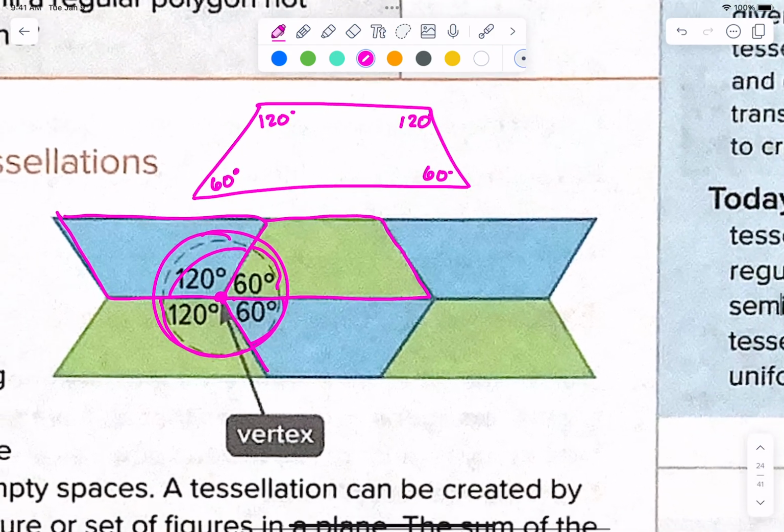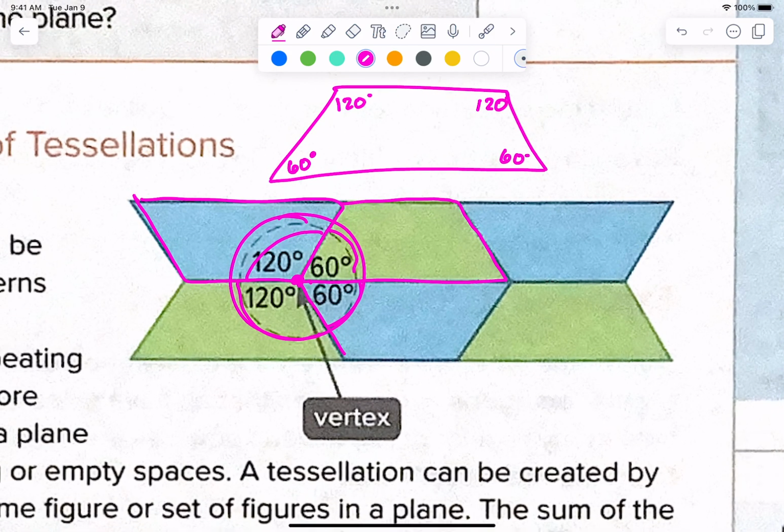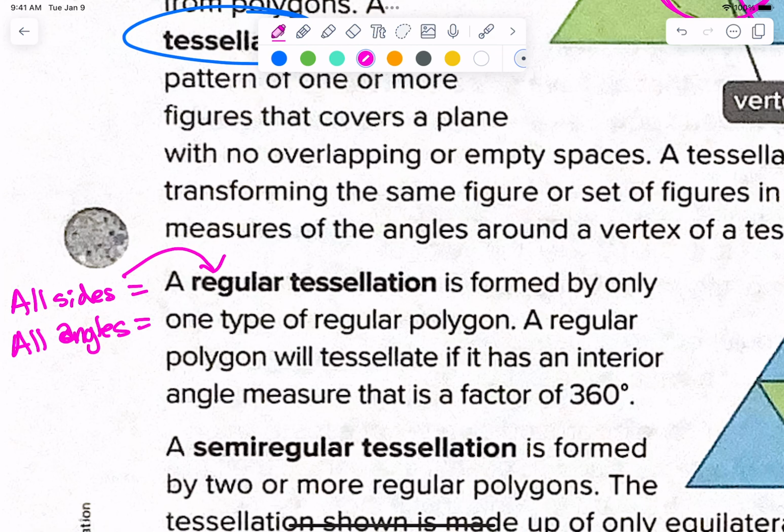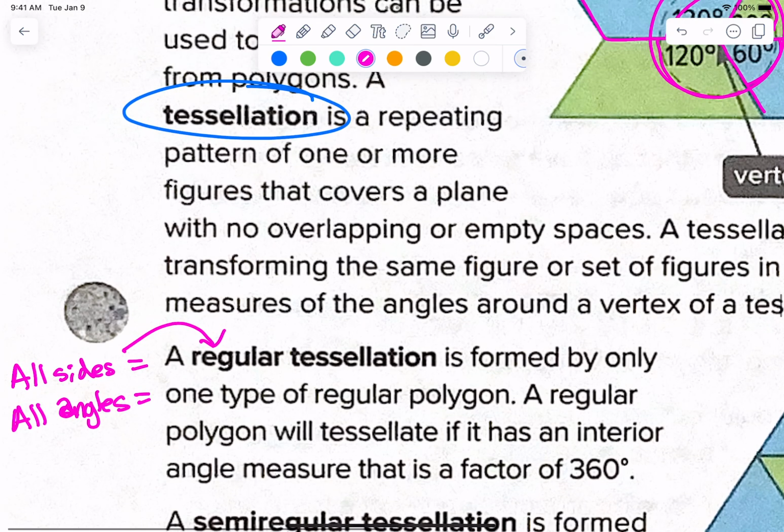All right? Now this is a tessellation, but this is not regular sized objects, okay? So let's go down here and talk about a regular tessellation. Put this off to the side. In order for a figure to be regular, all the sides have to be congruent. So I'm going to say all sides equal and all angles equal, okay? All the sides are the same length, all the angles are the same.